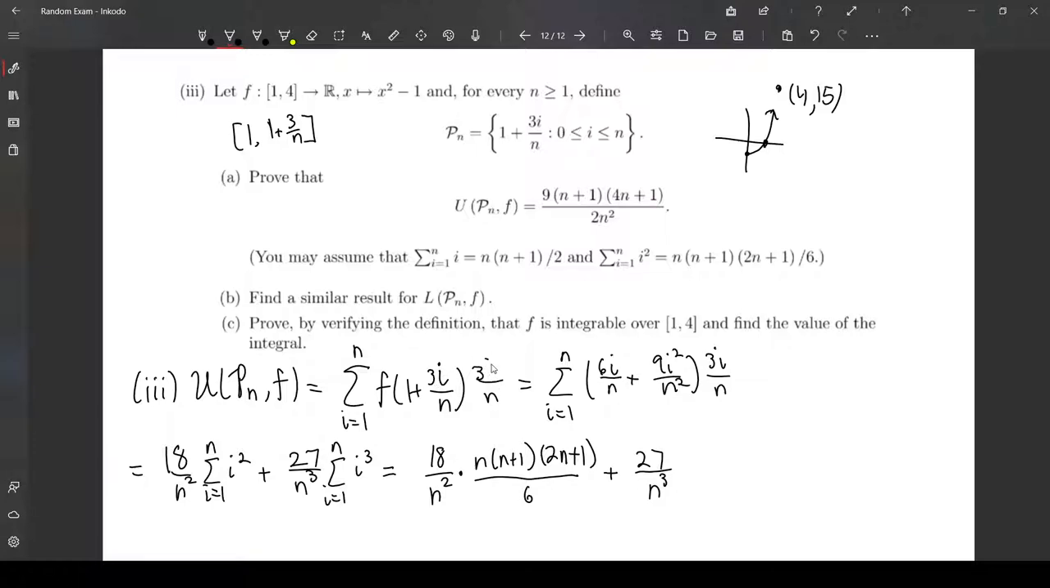Oh, that's why. Okay, sorry. The dx here is just 3 over n. Okay, that makes me a lot happier. All right, so this is n times n plus 1 over 2, and this is 27 over n cubed. Yeah, because I was like, this value shouldn't be growing with n. That would be bad. This is n times n plus 1 times 2n plus 1. How's my time doing? Okay, I think I'm doing fine on time.